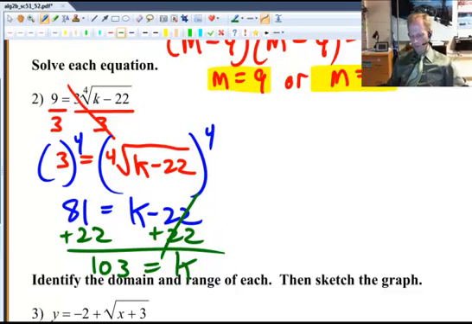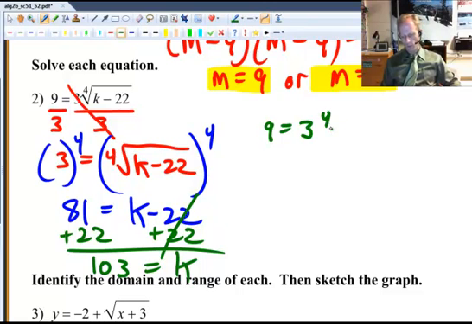Now if I put 103 back into the problem, I get 81. 9 equals 3 times the fourth root of 81. Fourth root of 81 is 3. 3 times 3 is 9. So that checks out, and I have a real solution.